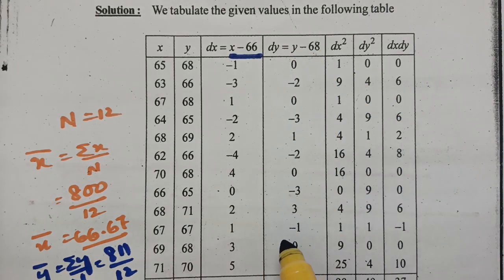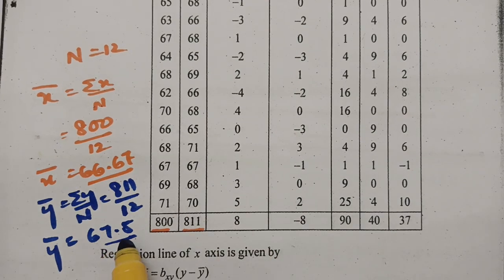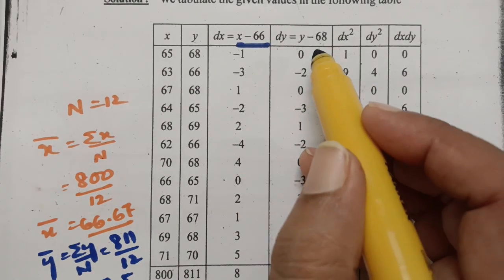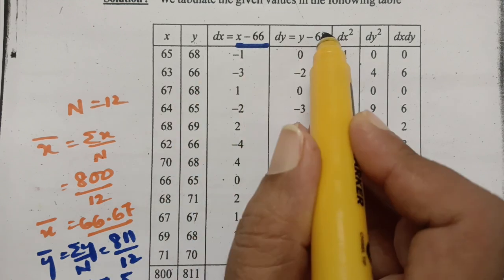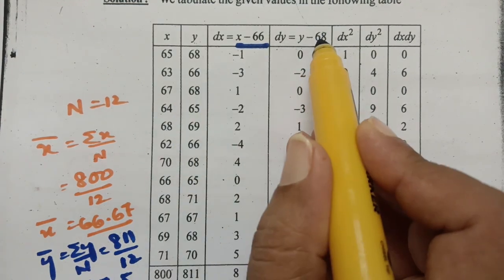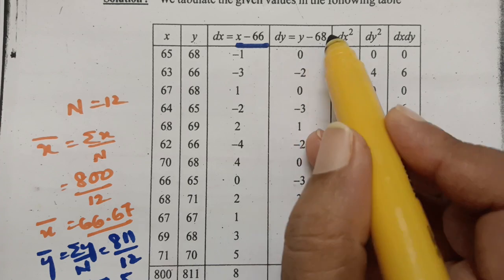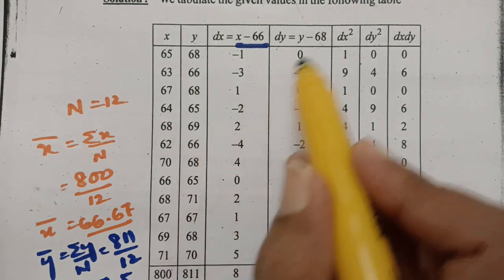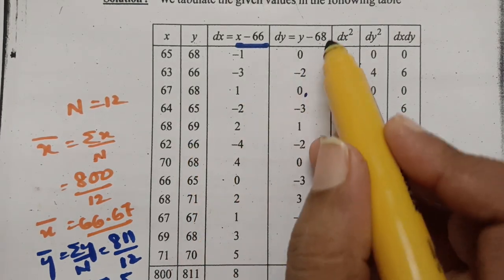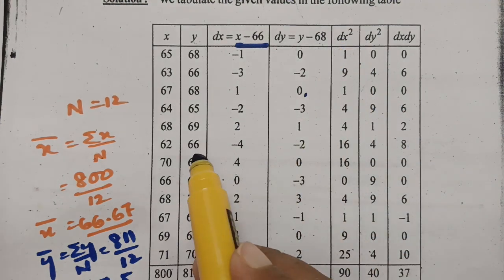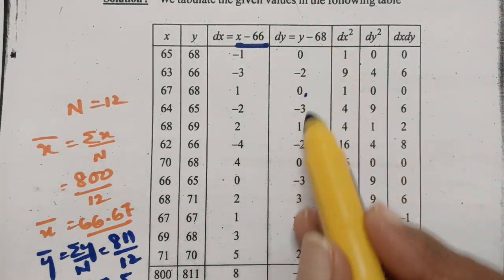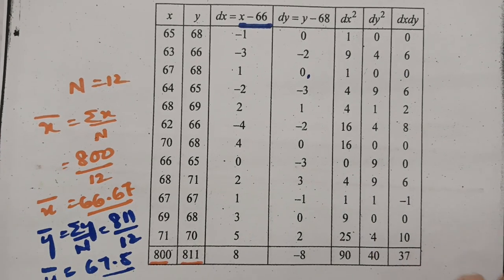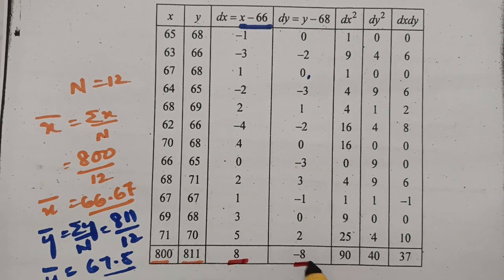Next, dy. Here the mean is 67.5 and we have to assume a mean. The nearest value is 68. Now I am going to take 68 from each value of y. 68 minus 68 is 0. 66 minus 68 is minus 2. Again 68 minus 68 is 0, and 65 minus 68 is minus 3. 69 minus 68 is 1, and 66 minus 68 is minus 2, and so on. We fill this column like this, and this will be dy. So sigma dx is 8 and sigma dy is 8.